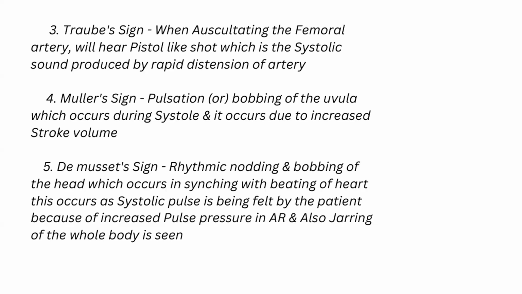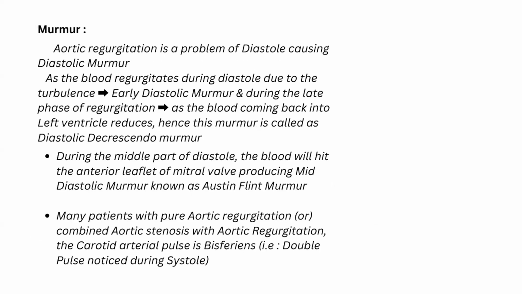Then we have De Musset's sign. It's a rhythmic nodding and bobbing of the head, which occurs in sync with the beating of the heart. This occurs as the systolic pulse is felt by the patient because of the increased pulse pressure in aortic regurgitation. There's so much difference between the systolic and diastolic blood pressure that jarring will be felt by the patient because of the increased stroke volume. This is called De Musset's sign, rhythmic nodding and bobbing of the head, seen in aortic regurgitation.